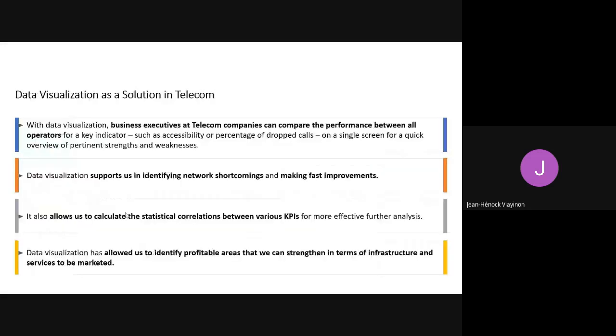And now let's see data visualization as a solution in telecommunication. With data visualization, business executives at telecommunication companies can compare the performance between all operators for a key indicator, such as accessibility or percentage of dropped calls, on a single screen for a quick overview of pertinent strengths and weaknesses. Data visualization could also support us to identify network shortcomings and make fast improvements. It could also allow us to calculate the statistical correlation between various KPIs for more effective analysis. And data visualization allows us to identify profitable areas that we can strengthen in terms of infrastructure and service to be marketed.